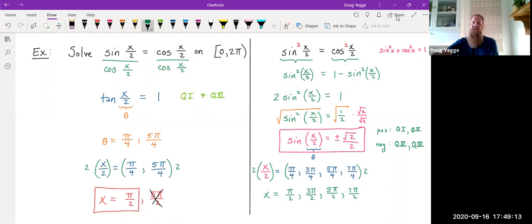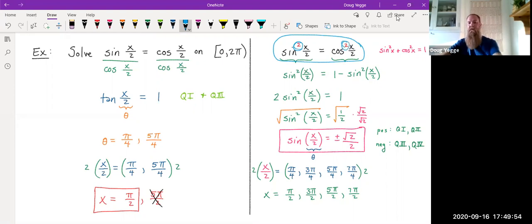And so you would think that these are all our answers. But if we look at this other method that we did on the left side, notice that we didn't get all of those answers. We actually only got pi over 2 and 5 pi over 2. We never got 3 pi over 2 and 7 pi over 2. And that's because it turns out that both of these are extraneous solutions. But we would never know that unless we checked them. And so we just have to remember that extraneous solutions can and often do occur whenever we square both sides.